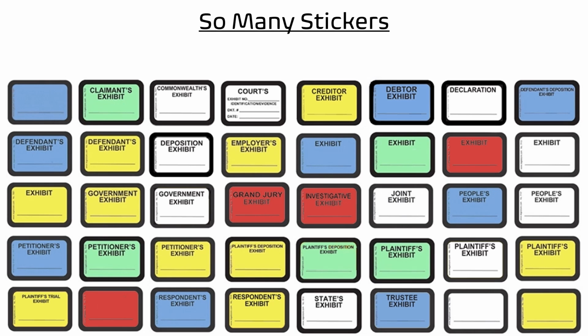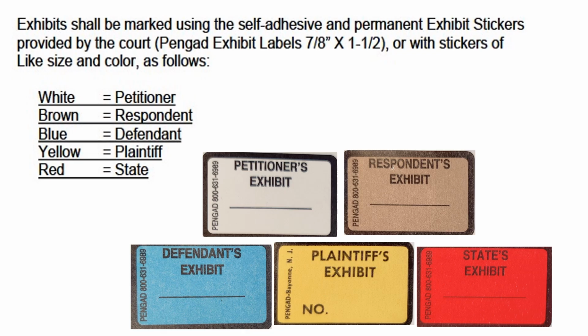What sticker do you use? There's a lot of stickers. Every county in Oregon has their own rule about this. You're looking at the Jackson County rule. So here, petitioners use white stickers, respondents use brown stickers, and so on.